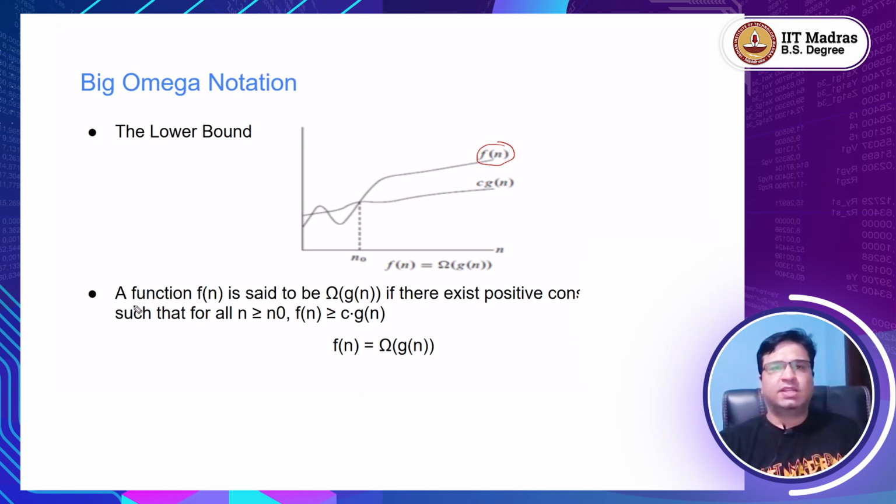So you can see the definition: a function f(n) is said to be omega of g(n) if there exist positive constants c and n naught such that for all n greater than or equal to n naught, f(n) is always greater than or equal to c g(n). Then we can write our complexity as f(n) = Ω(g(n)).